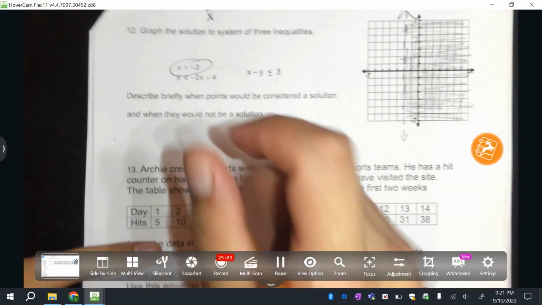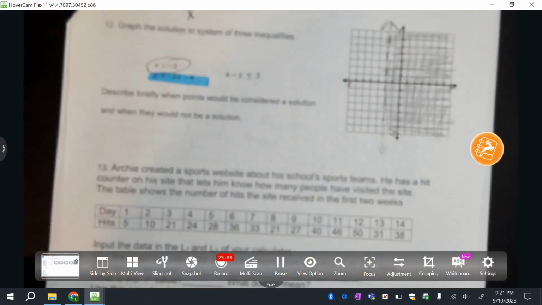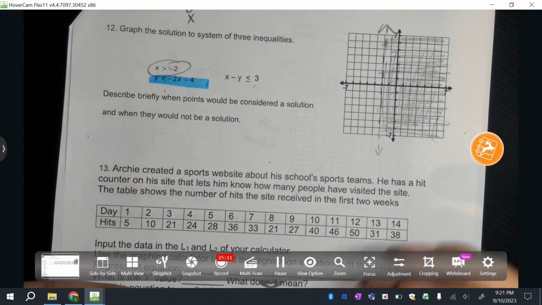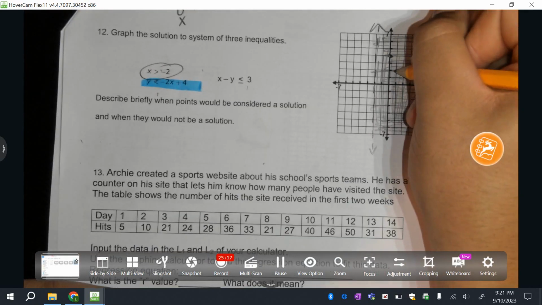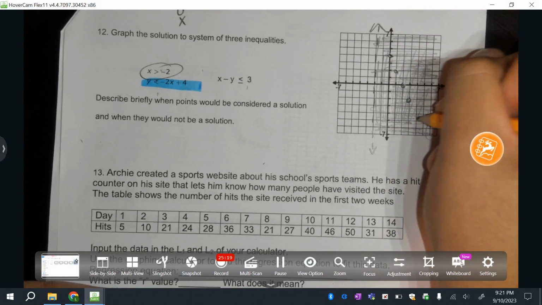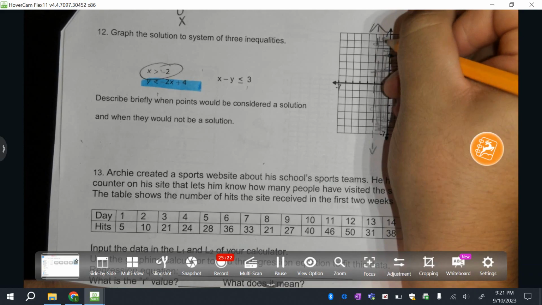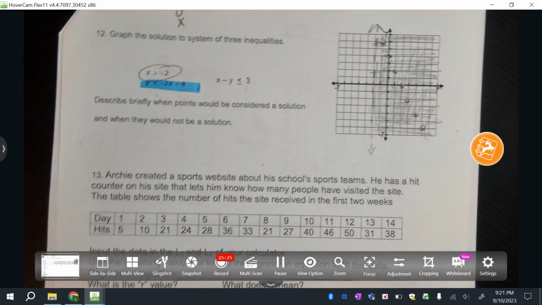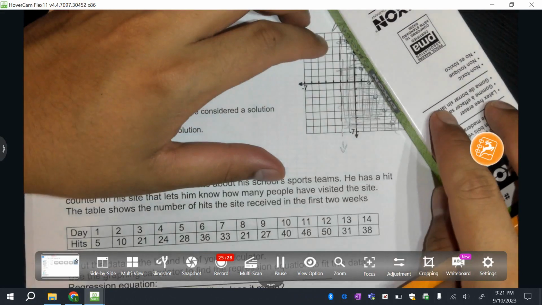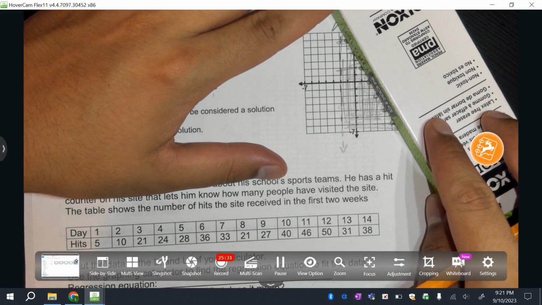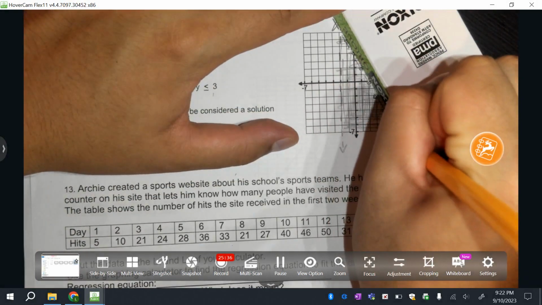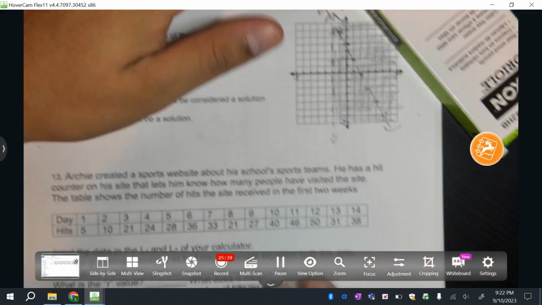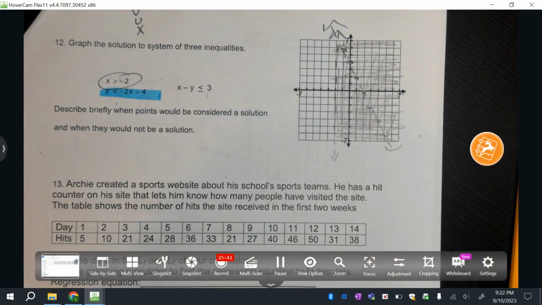Alright, so then next equation, y is greater than negative 2x plus 4. So we're going to start at positive 4 and then go down 2, right 1, down 2, right 1. And this one is also going to be a dashed line. Alright, so we got 2 dashed lines, and for this one we're going to shade everything below it.